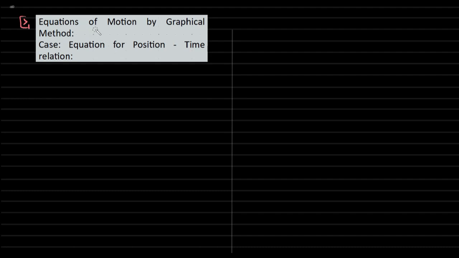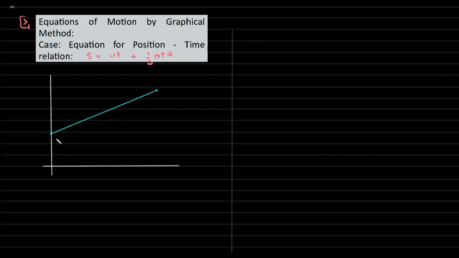We're going to derive one of the equations of motion by graphical method. So the equation is the position-time relation, that is S is equal to ut plus half at square. So that's our equation. For that, we need to begin with a velocity time graph. So the object has a non-zero initial velocity and it's accelerating at a constant rate.